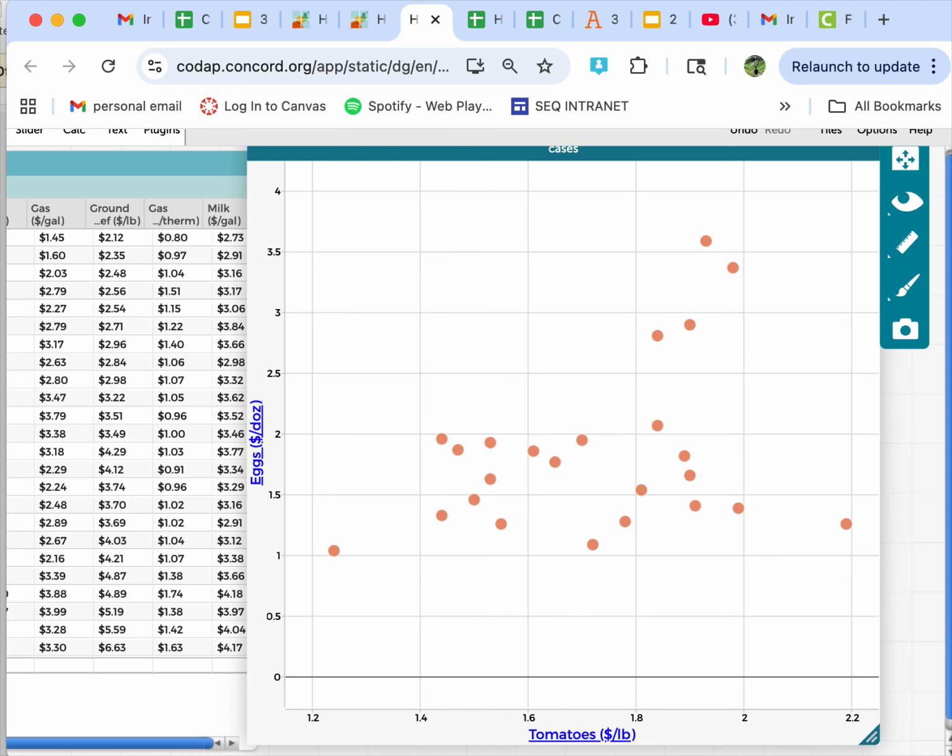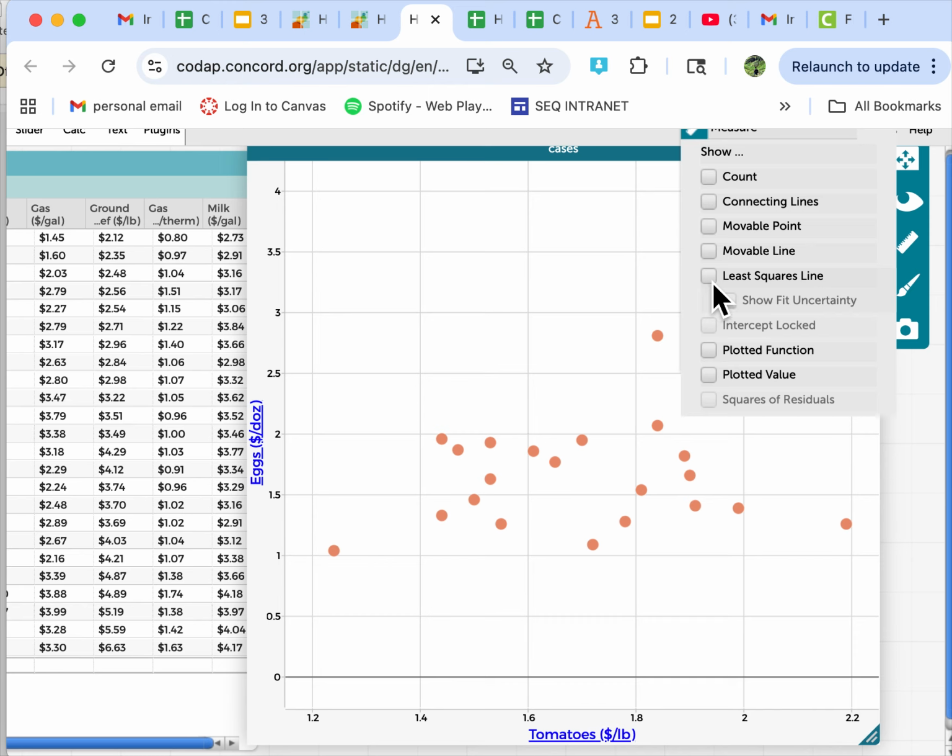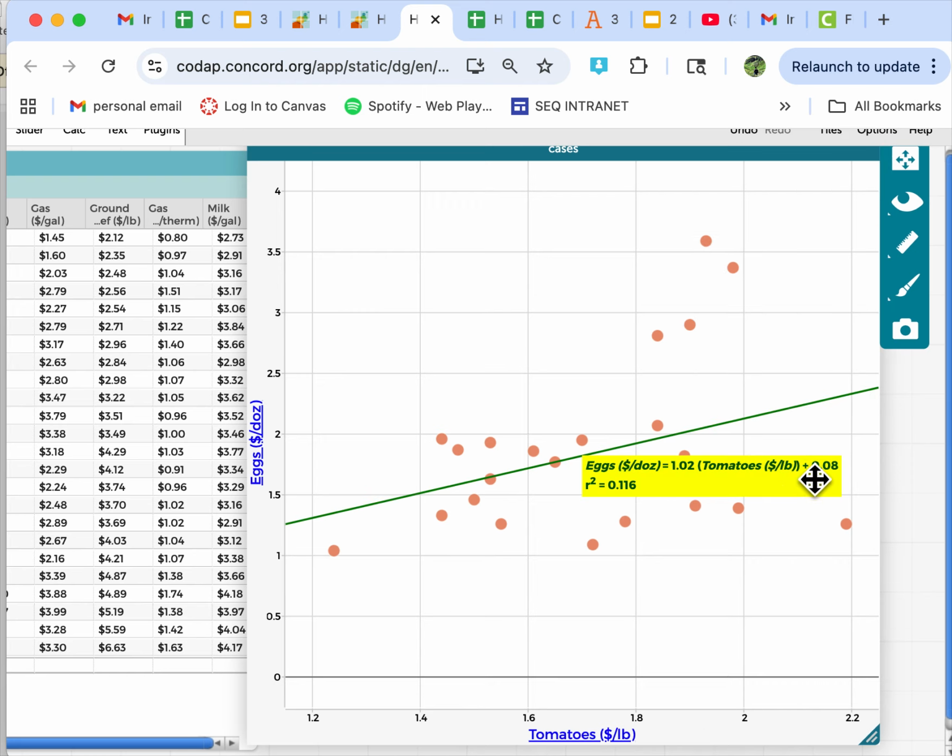Same kind of thing. And I'm going to put the best fit line using this little ruler icon. It's called the least squares line. And there you go. Now this actually gives you the same information.